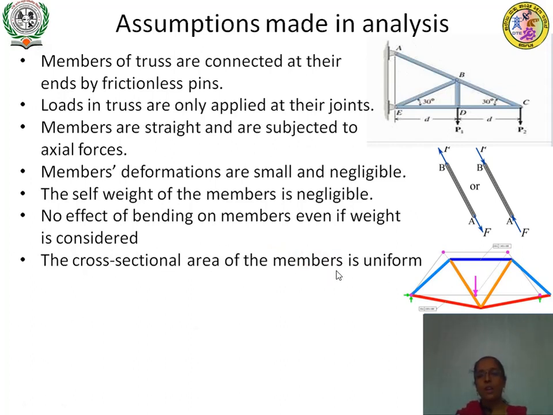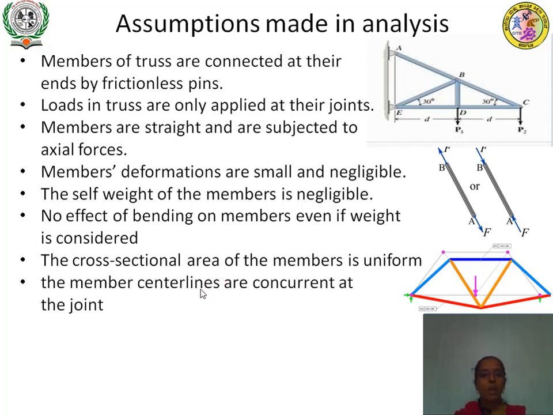The cross section of the members is uniform. That means there will not be any change in the cross section of the entire member, so there will not be any warping of the section during the loading. If an I section is taken, it remains I and maintains its cross section throughout the length. That is the meaning. The member center lines are concurrent at the joints. Suppose you consider this joint and draw the center lines of these members, they will meet at this point only. Hence it becomes concurrent; they form a concurrent force system.